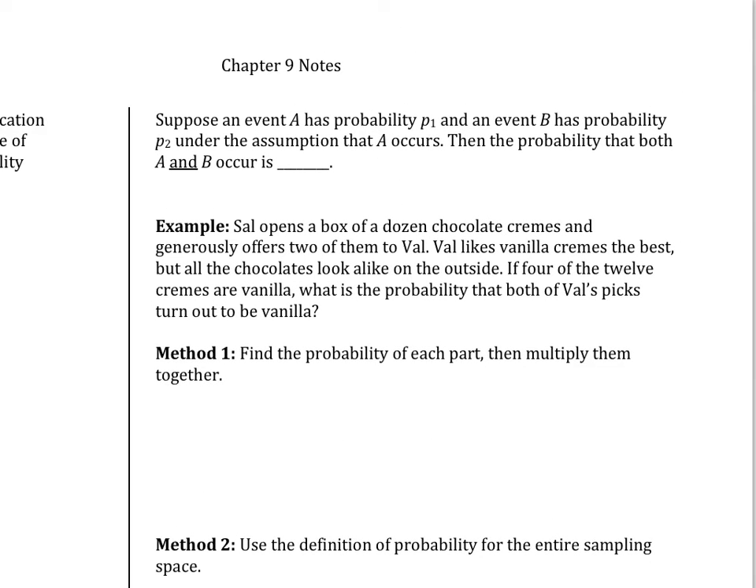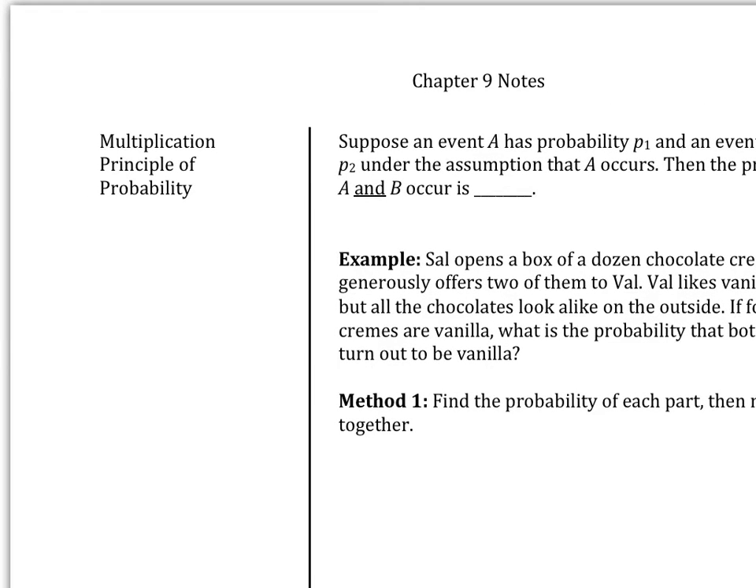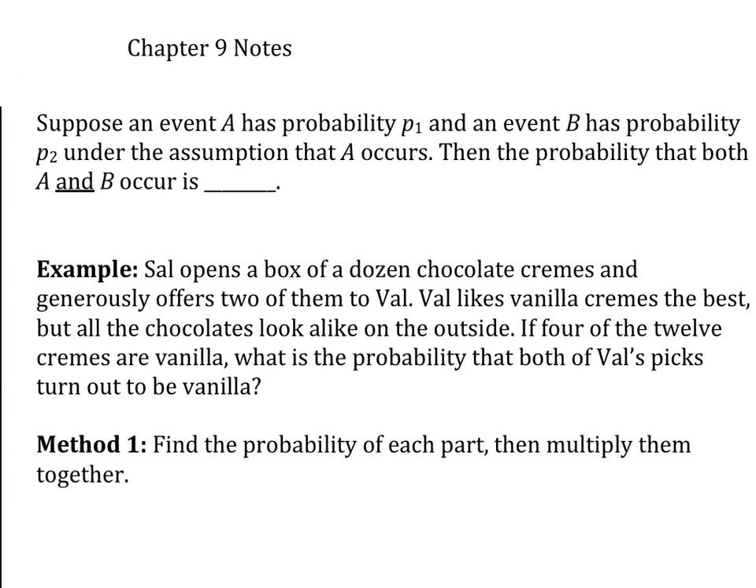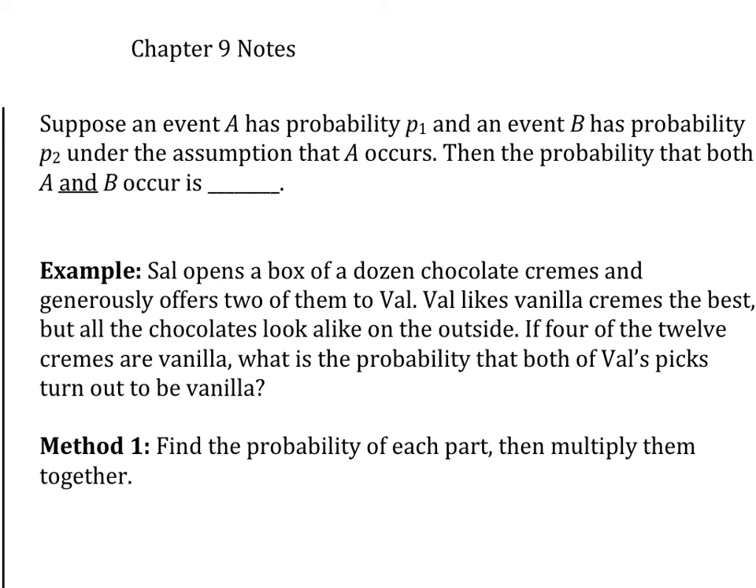All right, so on the previous page, we kind of looked at B, where we were tossing a coin twice and trying to figure out the probability. The reason that we multiply the probabilities together is the multiplication principle of probability. This principle says, suppose an event A has probability P1, and event B has probability P2. Under the assumption that A occurs, the probability that both A and B occur is P1 times P2.